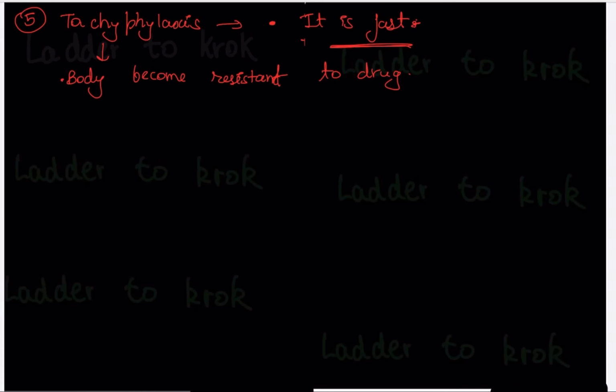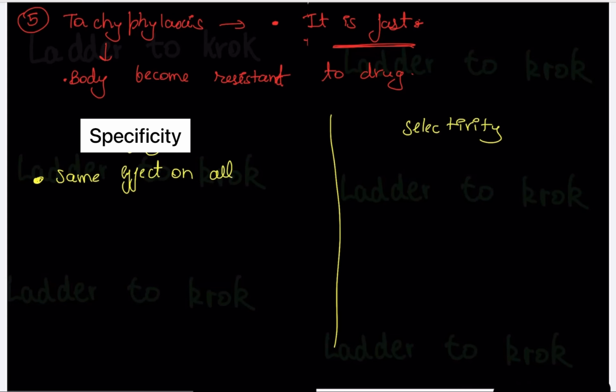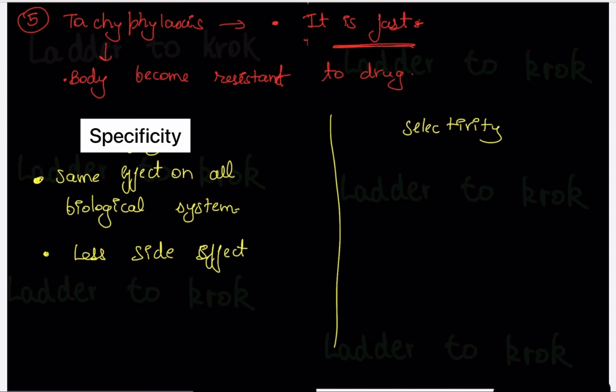Now, I want to tell you one difference between specificity and selectivity. All right. So what is specificity? Specificity is basically where the drug has the same effect on all biological systems, and it usually has fewer side effects.